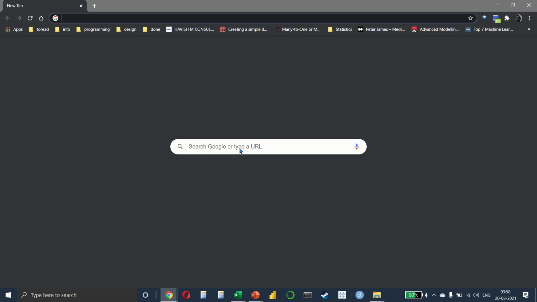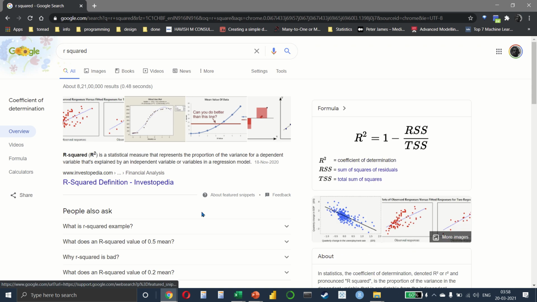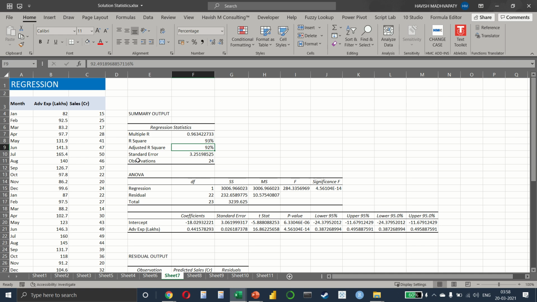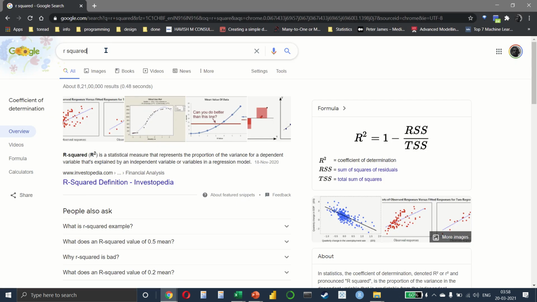If I quickly take you online and I say R square, you will see that it simply tells you the proportion of the variance that is explained in a model, which means what I'm trying to say here is that yes, there is a variance in my sales value month by month, and 93% of that variance can be accounted for by the advertising expenditure, while the other 7% of the variance in the sales value is due to other factors.